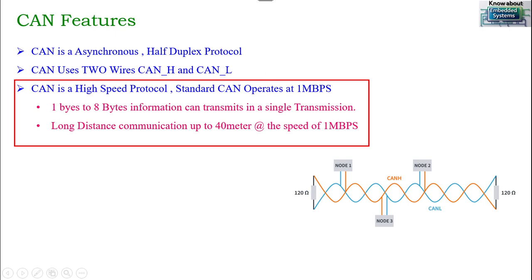In regular embedded system applications like your I2C, UART, and other things, they are limited in speed, but CAN is very robust and it is able to transmit data at the rate of 1 Mbps and up to a distance of 40 meters. This is one important thing you should know. Up to 40 meters it is able to transmit, and how much data can it carry in a single transmission? The CAN protocol is capable of transmitting up to 8 bytes of data in a standard CAN.